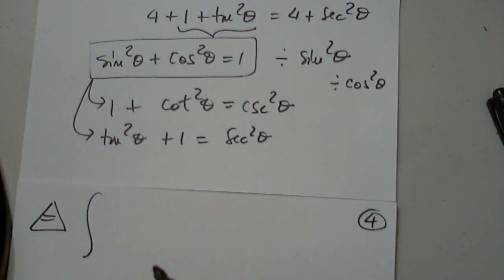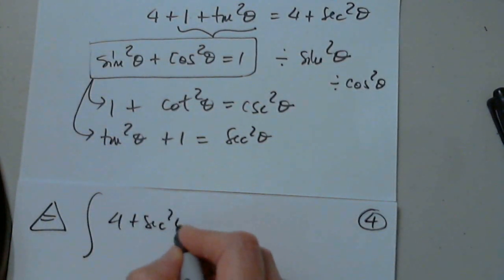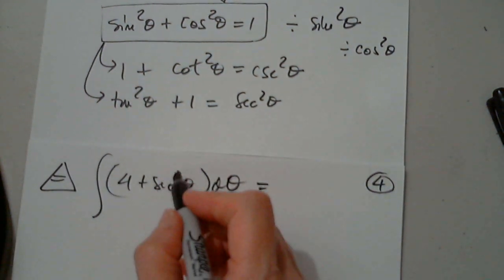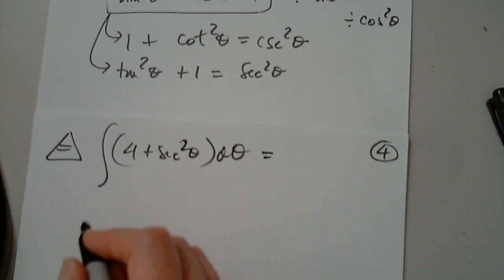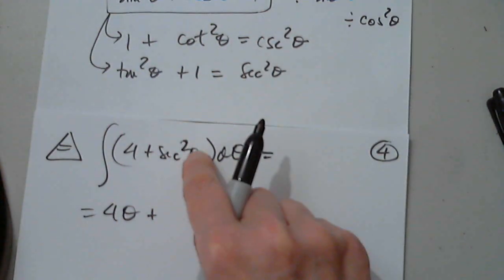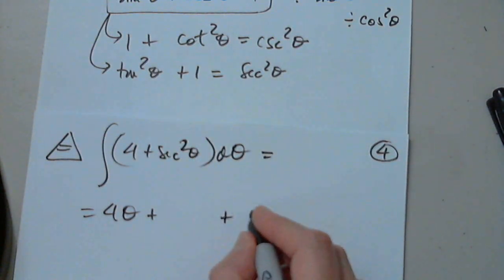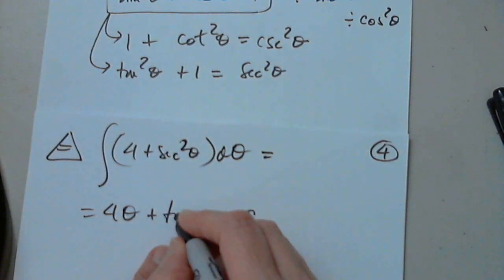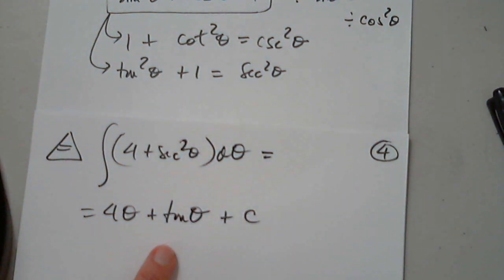We have the integral of 4 plus secant squared theta d theta. And from this moment on, it's a piece of cake. Because we have 4 theta plus... Which function's derivative is secant squared? Tangent? Yes. So that's it. There is nothing else we need to do here. We did not use a substitution, so we don't have to go back to anything. This is the final answer.